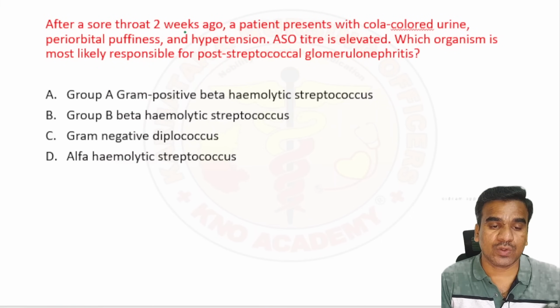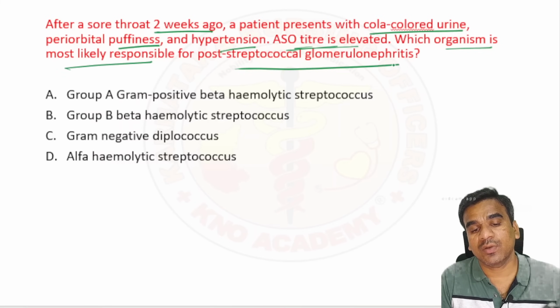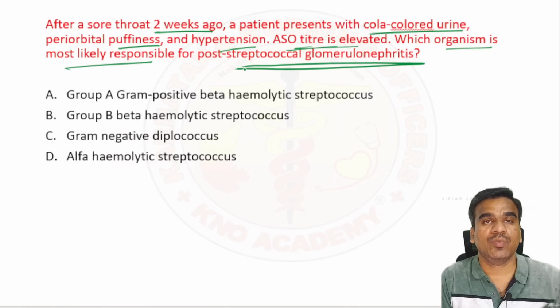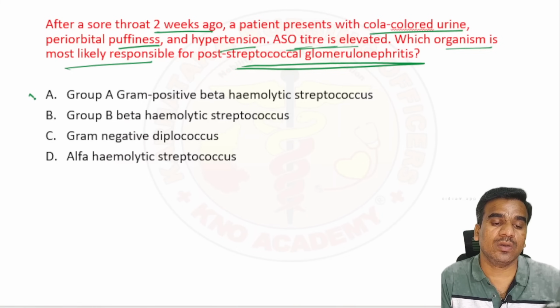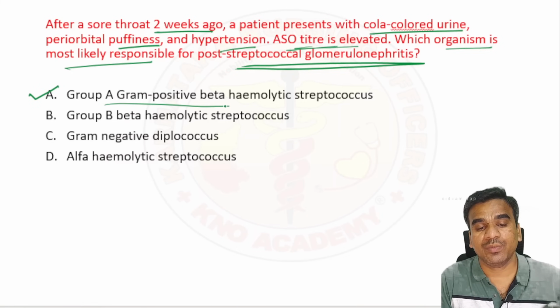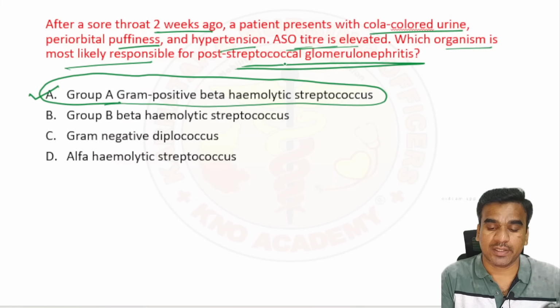After a sore throat 2 weeks ago, a patient presents with cola-colored urine, periorbital puffiness and hypertension. ASO titer is elevated. This is very, very important. Which organism is most likely responsible for the post-streptococcal glomerulonephritis? The cause is group A gram-positive beta-hemolytic streptococcus. Always group A. So this is the right answer.